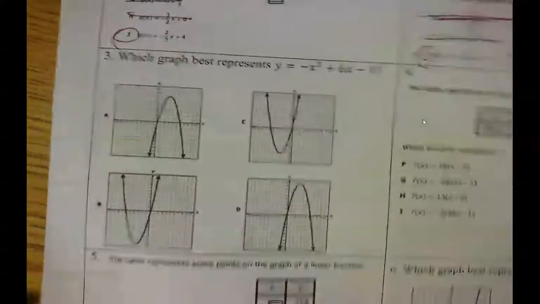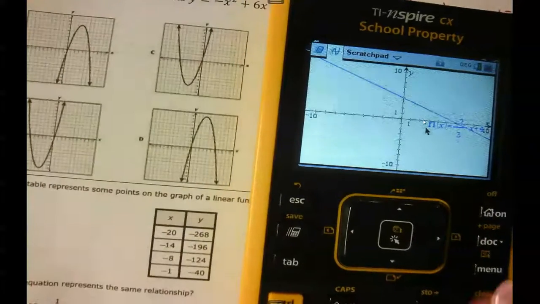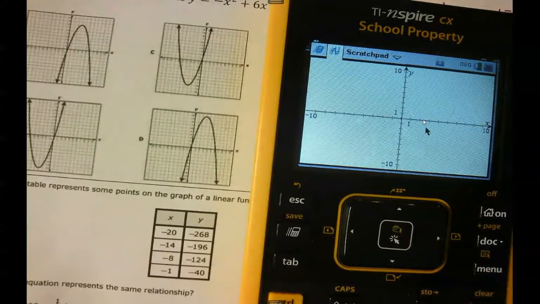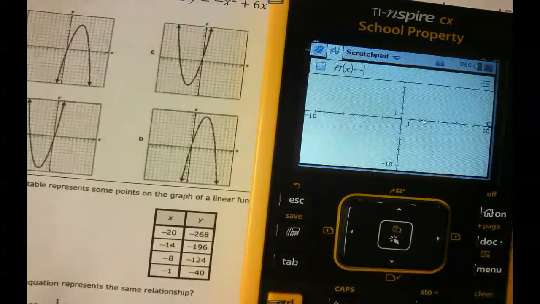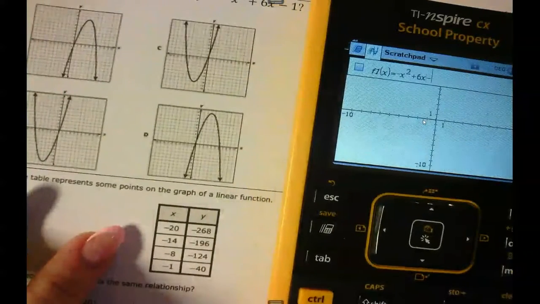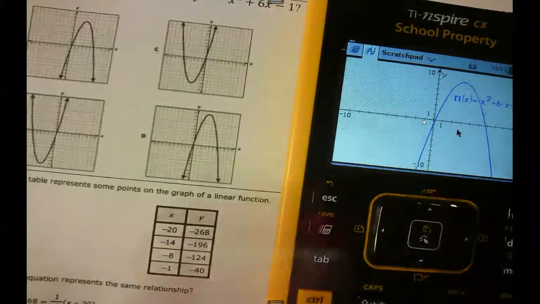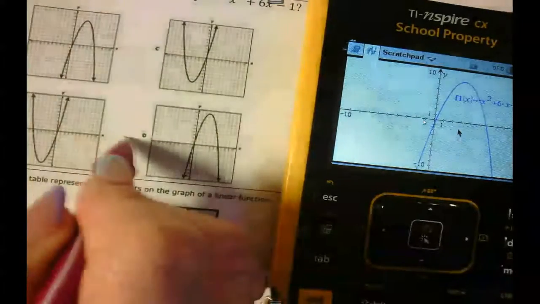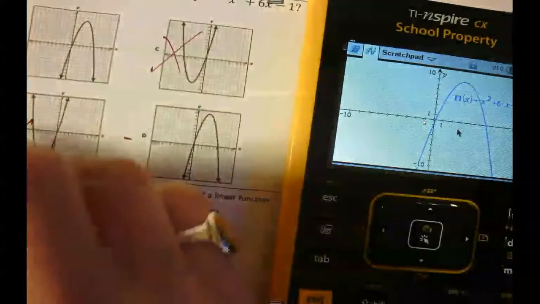All right, which graph best represents this? All right, we're just going to my graph. This is the easiest way of doing this. Menu 3, 1, negative x squared plus 6x minus 1. All right, it looks like this. That's about this one maybe, or this one. It's definitely not this one or this one.